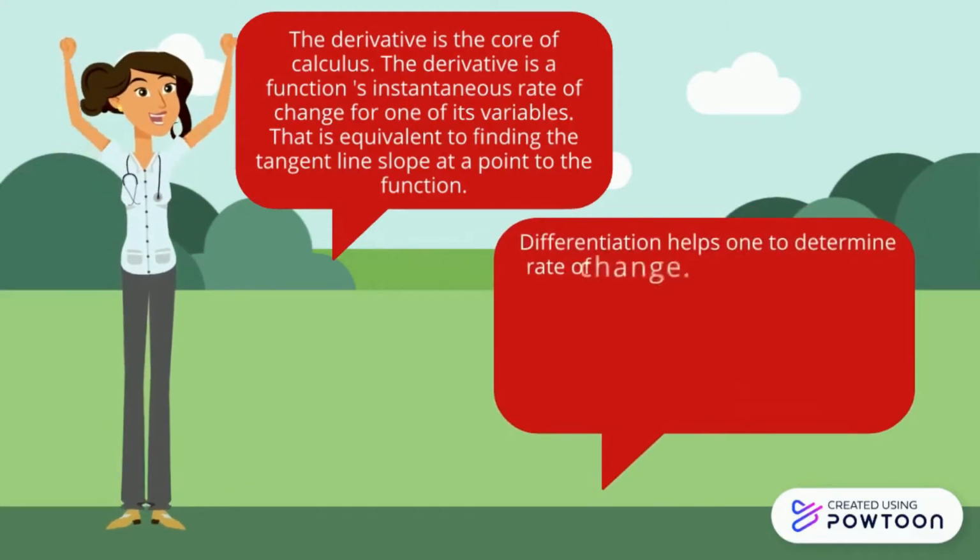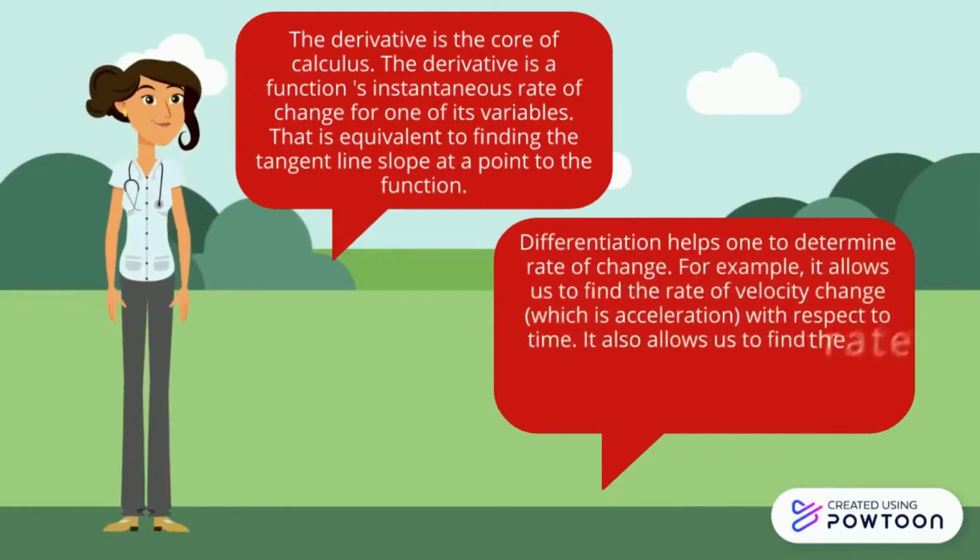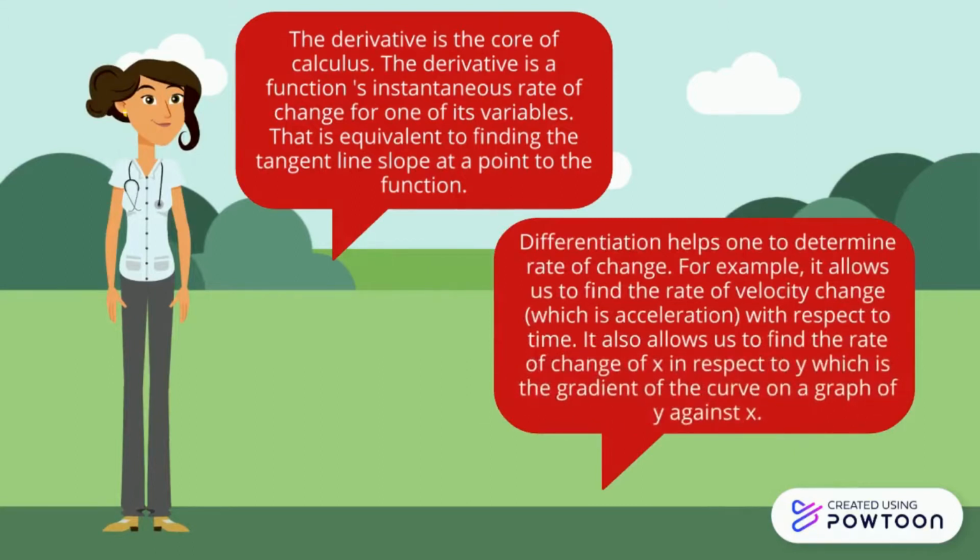Differentiation helps one to determine rate of change. For example, it allows us to find the rate of velocity change, which is acceleration with respect to time. It also allows us to find the rate of change of x in respect to y, which is the gradient of the curve on a graph of y against x.